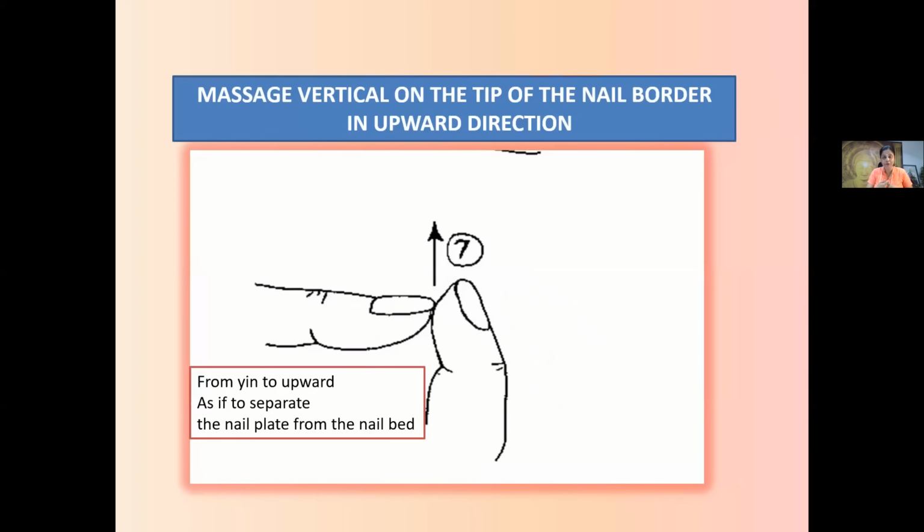And then the 7th step is from yin to upward, as if to separate the nail plate from the nail bed. You see, from yin to upward, like this. Of course, you are not actually doing it, but your movement pattern should be as if you are separating the nail plate from the nail bed. So upward, yes, upward, like this.